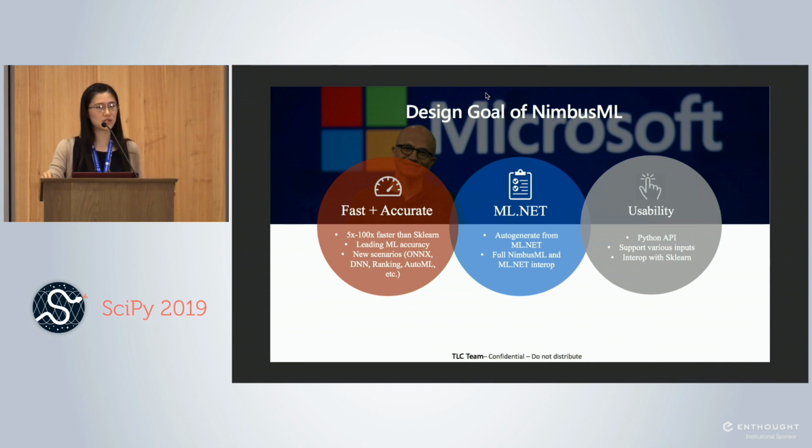We want to expose ML.NET as a Python API that is as easy to use as possible for all users, and we want to support all sorts of various inputs. For instance, if you want to train the machine learning model with a list, we allow it. You can train it with a NumPy array, with a pandas data frame, with a pandas series, and anything else, usually, that you can use with Scikit-learn. We also allow people to mix elements from Scikit-learn and NimbusML. So if you have a pipeline that uses Scikit-learn, you can simply swap it out.